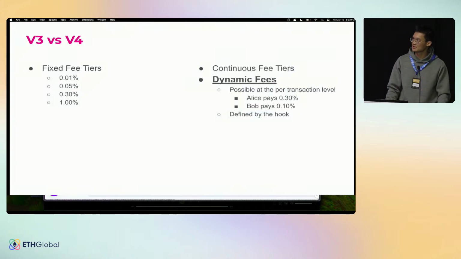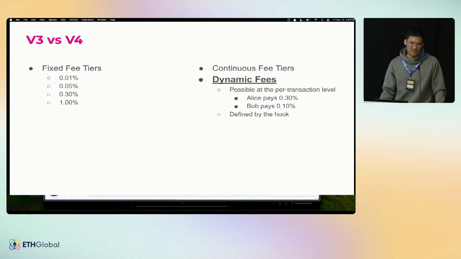And before we start, we're just going to quickly touch on one of the biggest changes in V4. In V3 there were originally 3 fixed tiers, 5 bips, 30 bips, and 1%. Governance voted to add 1. So we have 4, and those are the fees that you are restricted to. LPs have to pick one of these. In V4, this is now fully continuous, so you could have 4.9 bips, you could have 10 bips, but V4 also adds dynamic fees, which is super flexible and super interesting.